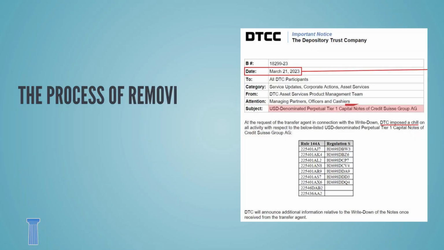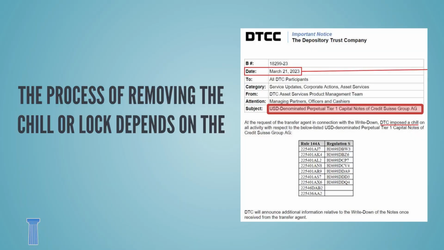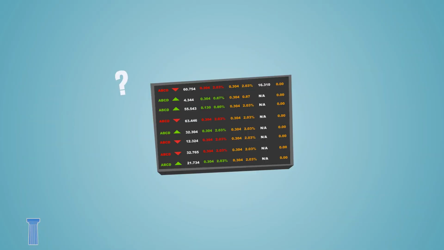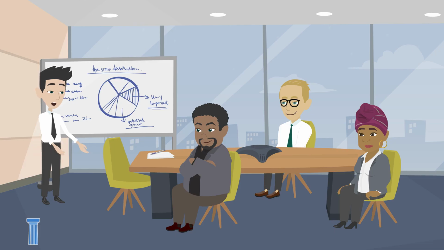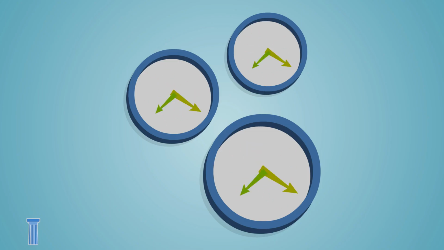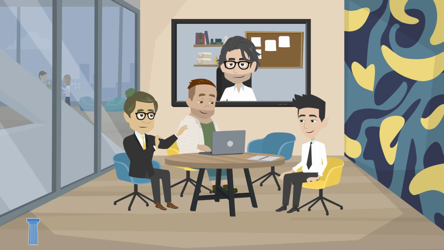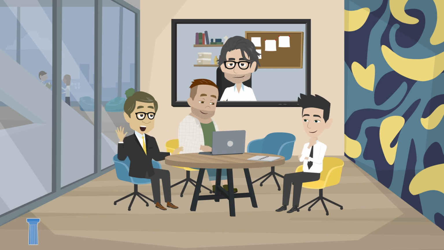The process of removing the chill or lock depends on the reason for the suspension. Typically, the company needs to try to trace the tradability of all shares in the public float. Then, the company has to be able to explain how the shares became free trading securities. To complete the process in a timely manner, companies need to reach out to security professionals for help.